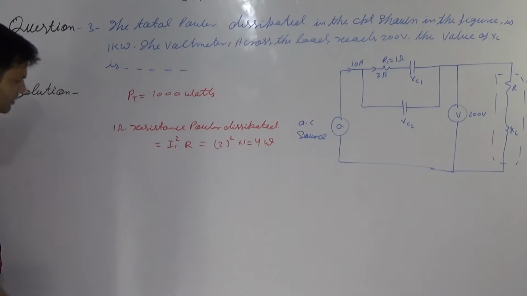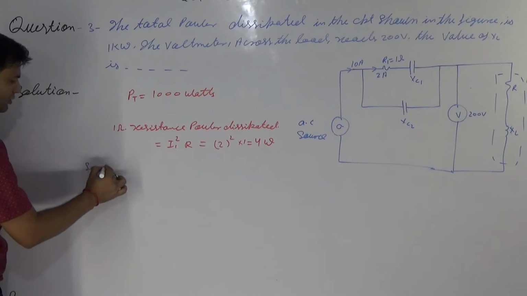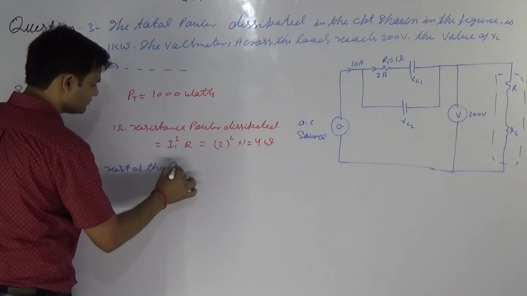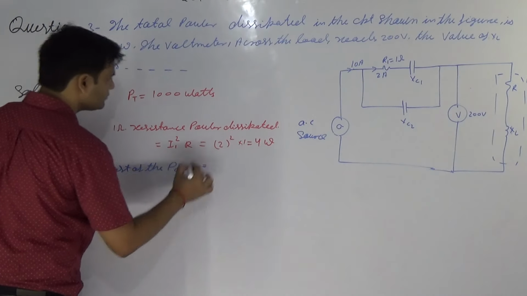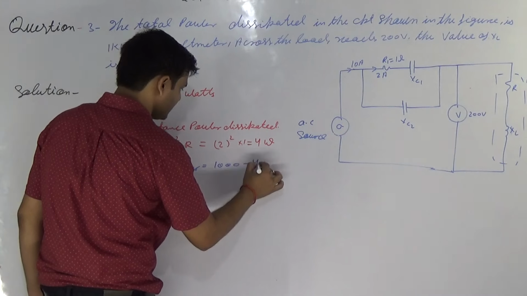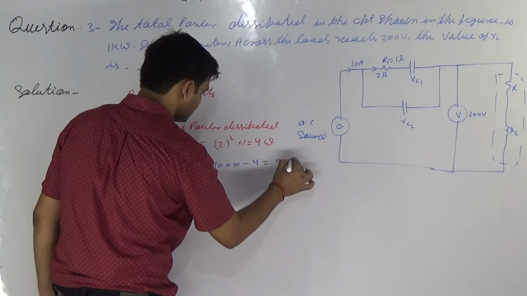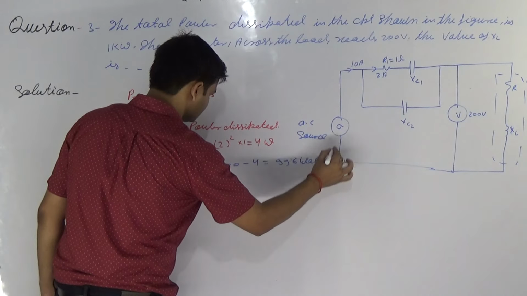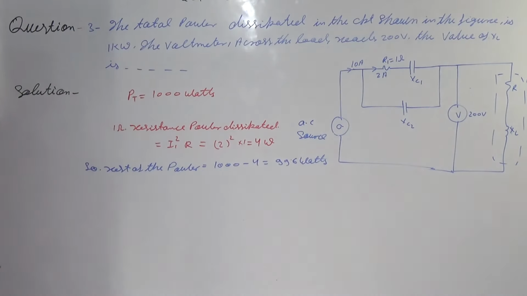So the rest of the power is 1000 minus 4, which is 996 watt. Any doubt? 996 watt.